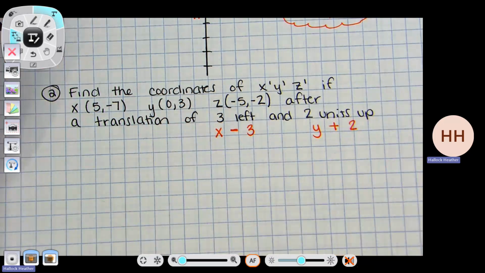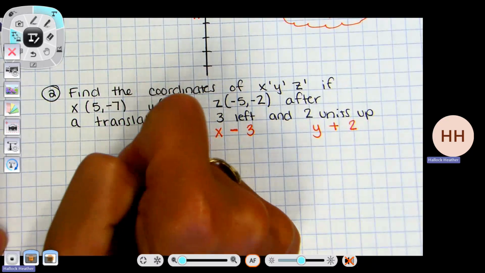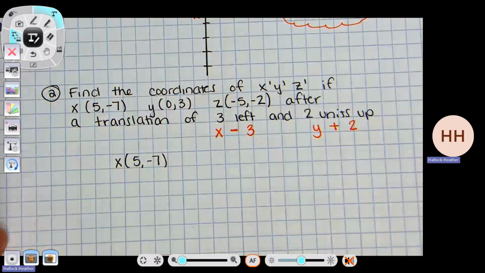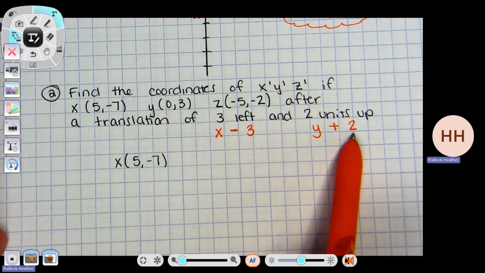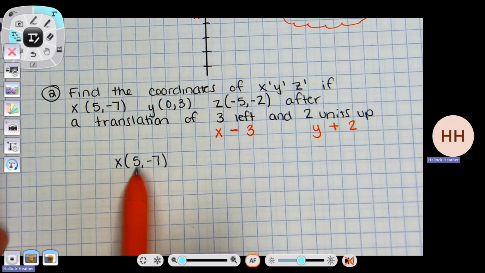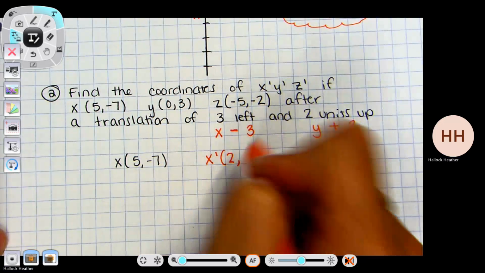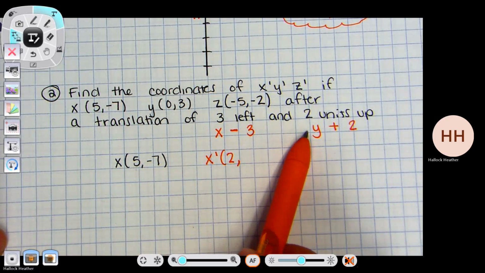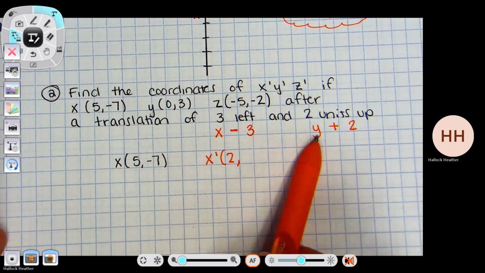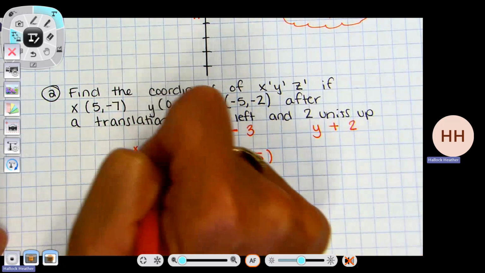I'm going to write out the coordinate points to the side, so that you see the originals. You don't have to do this whenever you're doing it by yourself, of course. If the original X was 5, -7, and I'm subtracting 3 from the x and adding 2 to the y, if I take 5 and I minus 3, what do I get? 2. And then if I had a y value of -7 and I'm adding 2, because I'm going up, what would my y be? Negative what? -5, good, because this is x and this is y.